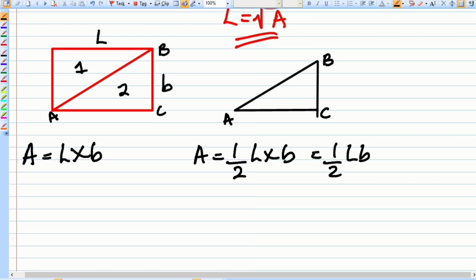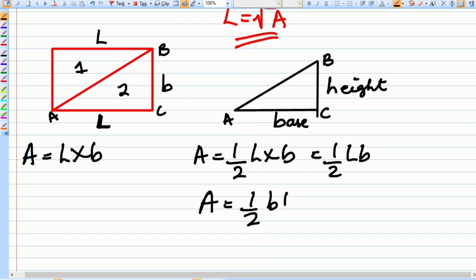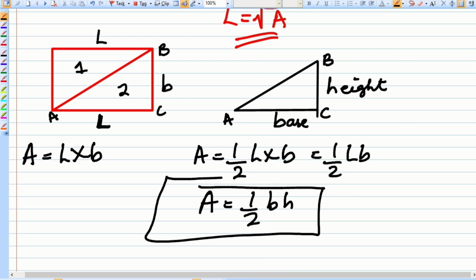However, this side that was previously the breadth is what we regard as the height now for this triangle, and this side which was previously the length is what we call what? The base. This is the height and then this is the base of this triangle. So you see the area written like this: half base times what? Height.